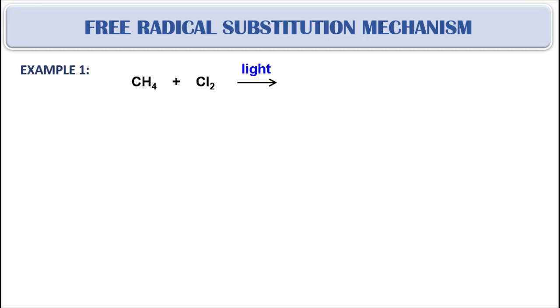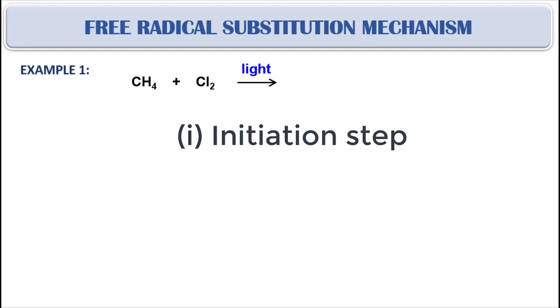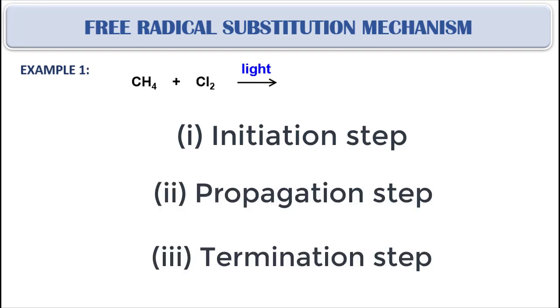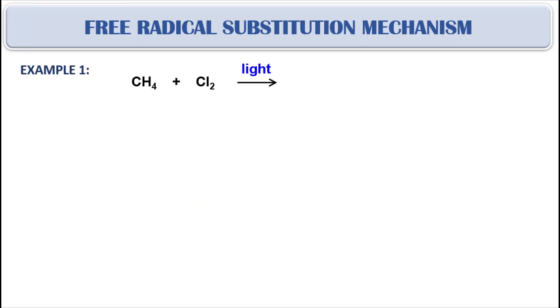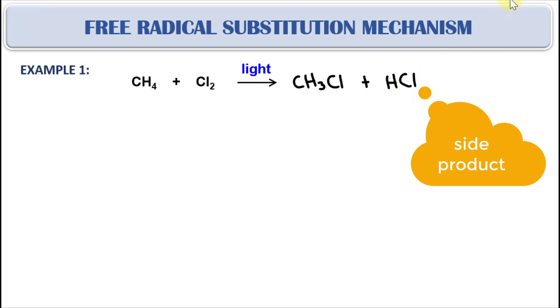The reaction mechanism of halogenation of alkanes can be divided into three steps: initiation step, propagation step, and termination step. Let's have a look at the mechanism of the monochlorination of methane. So the product formed is chloromethane and HCl as our side product.